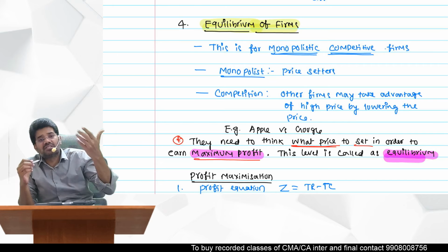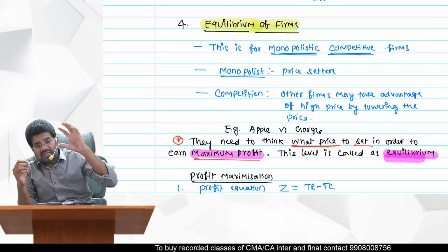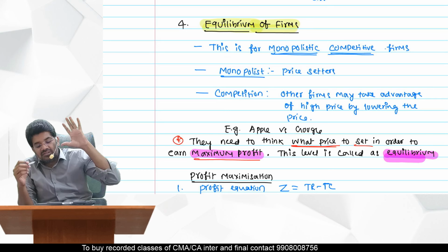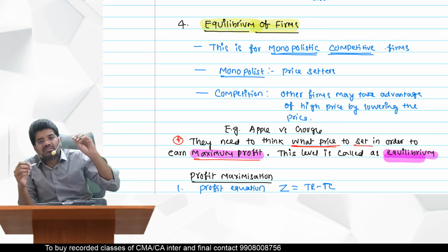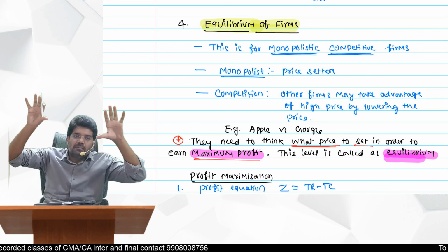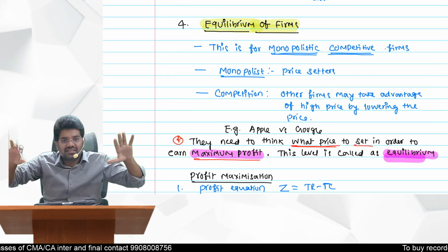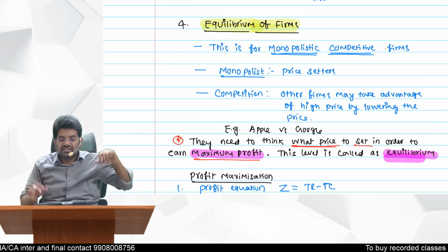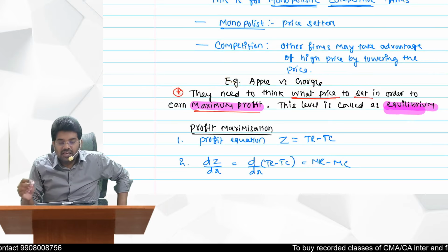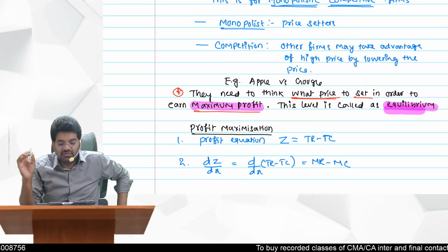So that is what I was telling you. At equilibrium, MR is equal to MC, if you remember. So what is equilibrium in simple words? It is maximization of profit. At what price if I set, my profit will be maximum, nothing else. This is what equilibrium is. So remember this. Equilibrium means profit maximization, remember that.